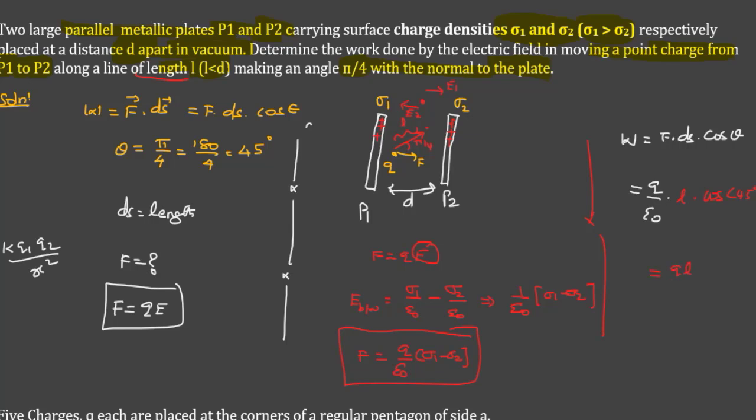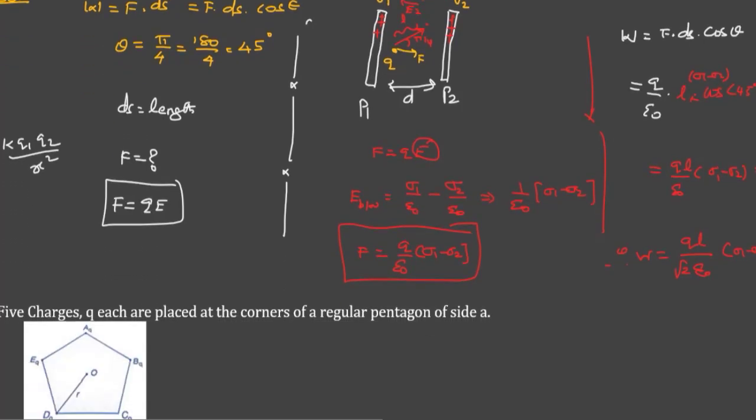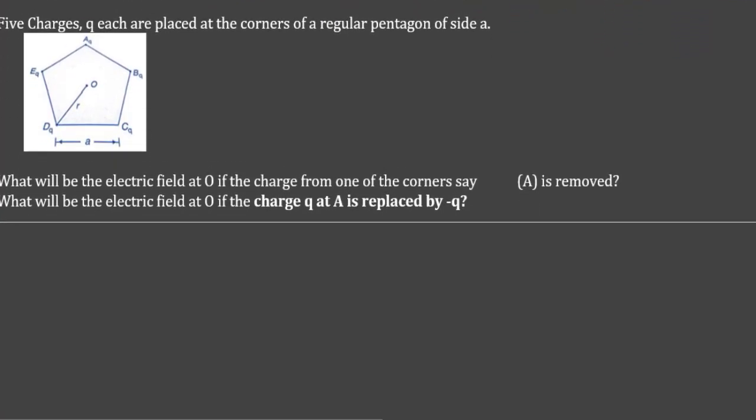So finally we can write Q by epsilon naught. I forgot to put sigma 1 minus sigma 2. Sigma 1 minus sigma 2 into 1 by root 2. So therefore work is nothing but QL divided by root 2 epsilon naught, into sigma 1 minus sigma 2. So that's all about work done to move a charge at angle π/4.